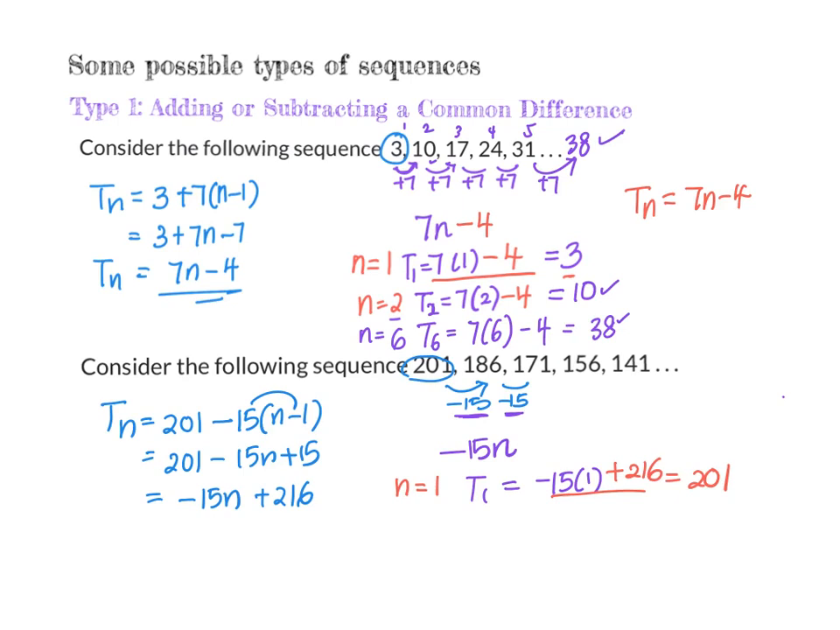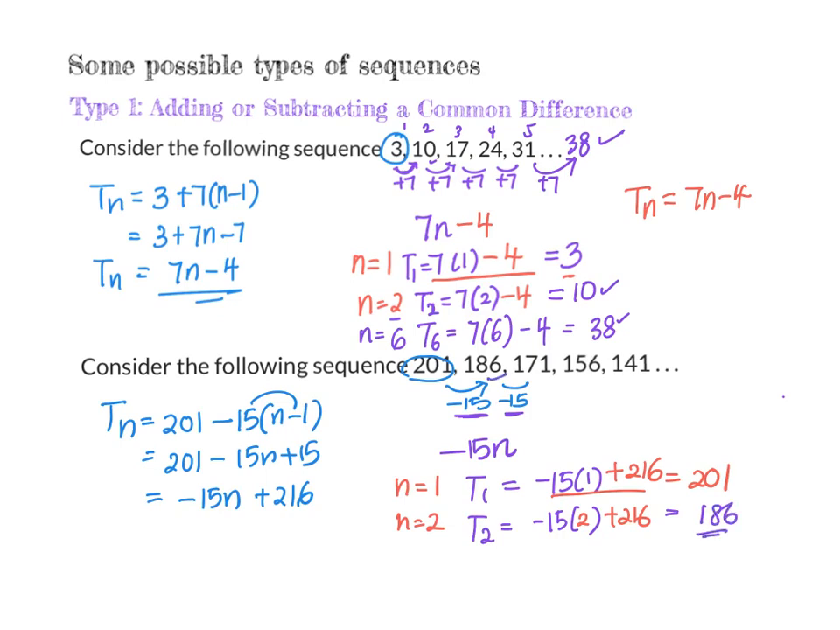216. Let's check. If n is now equal to 2, if I were to follow this formula, term 2 will be negative 15 times 2. And I'm going to add 216. Let's calculate this. What do I get? Negative 15 times 2 plus 216. It gives me 186. And this is true.